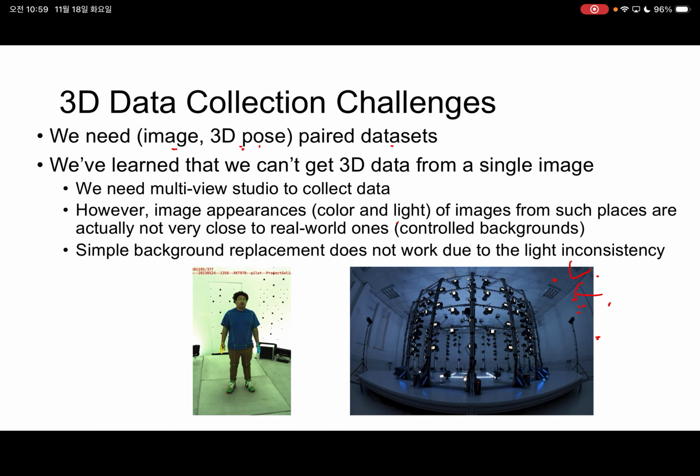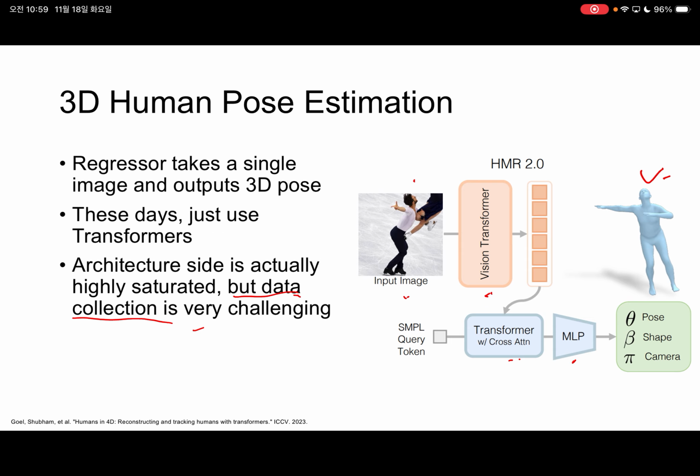We always use such images as input, and then we supervise the output of the network. We have good quality 3D data, right? Because we have lots of cameras. Then we can supervise the output of this network with the captured 3D data. Of course, we can train it.